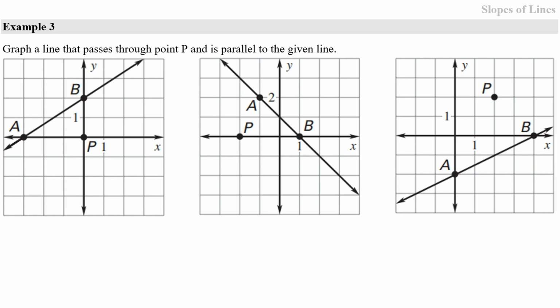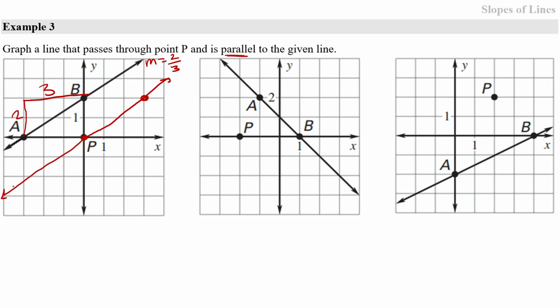Alright, for example 3, it says graph a line that passes through point P and is parallel to the given line. Okay, once again, what do we know about parallel lines? They have the same slope. So if I know the slope of line AB, which goes up 2/3, that slope is right here, slope is 2/3. Then I know my other line has to have the same slope, but it has to pass through this point P. So if I go up 2, and 1, 2, 3 to the right, up 2 and 3 to the right, then this line will be parallel to that one.